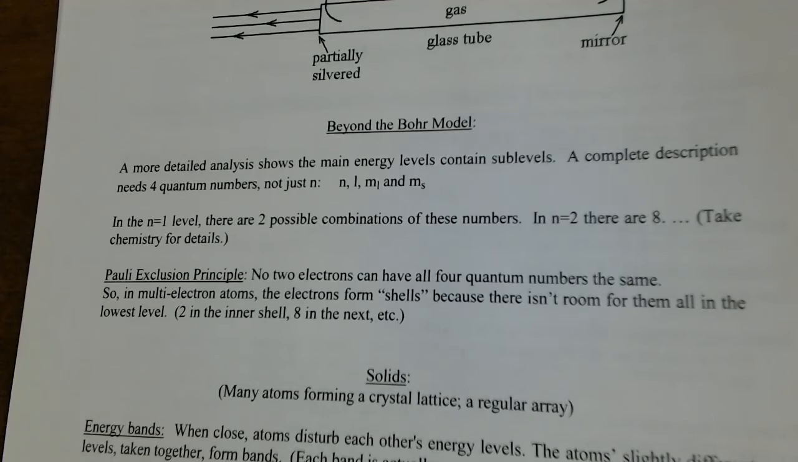There are only 8 combinations of the numbers that include n equals 2, so you can only have 8 electrons in that second energy level, and so on as you work your way up. So this often gets called the shell model of an atom, which is kind of an oversimplification. Electrons are waves. The waves are actually 3-dimensional.